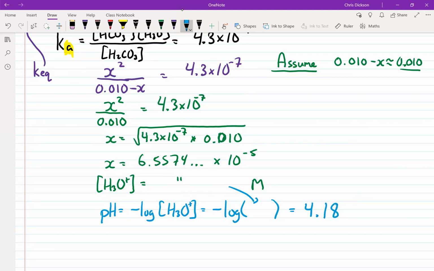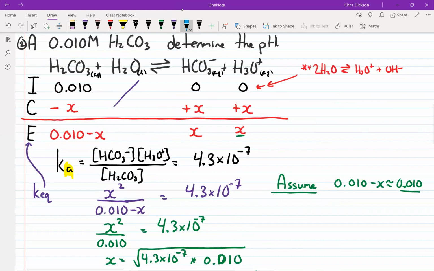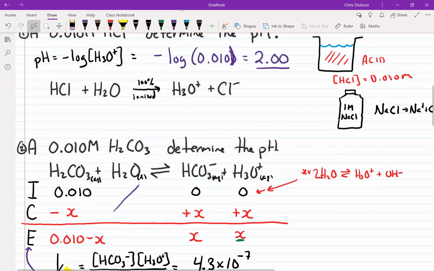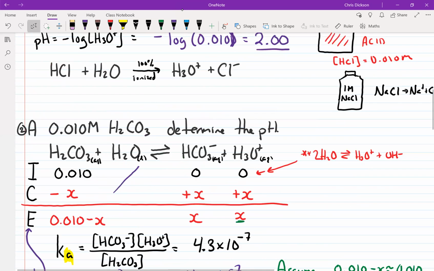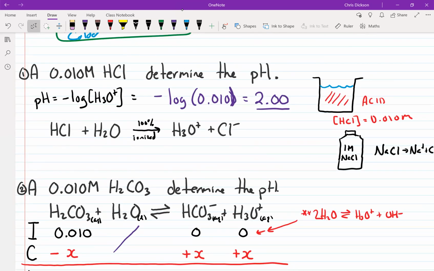So remember, that's actually a 2 sig fig number when it comes to pH. Okay, so that's my number. Now, let's just compare the two questions we did, and we'll go back to the assumption rule and see why we did that assumption. So if I look at 4.18, that's the pH of question 2. So this is this question here. So that's going to be 4.18.